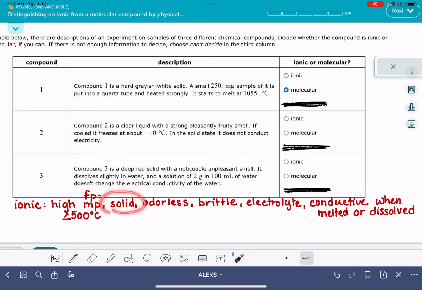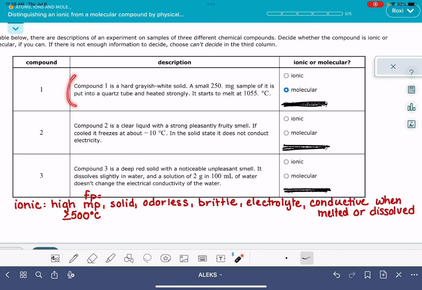Ionic compounds are typically solid. They typically have no smell. They're brittle, which means that they snap or break easily. They are electrolytes, which means that they will dissolve in water, and then that aqueous solution conducts electricity. Ionic compounds conduct if they are melted or if they are dissolved. They're typically not conductive in the solid state.